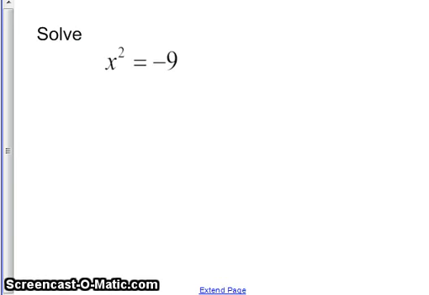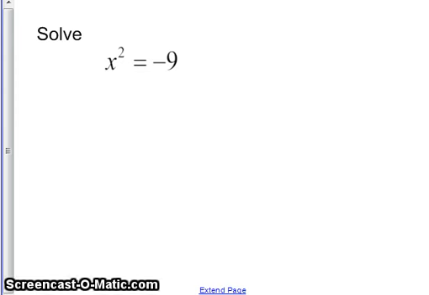Next problem. This problem is much, much easier, but I'm going to do this problem to show you some shortcuts that we can take.